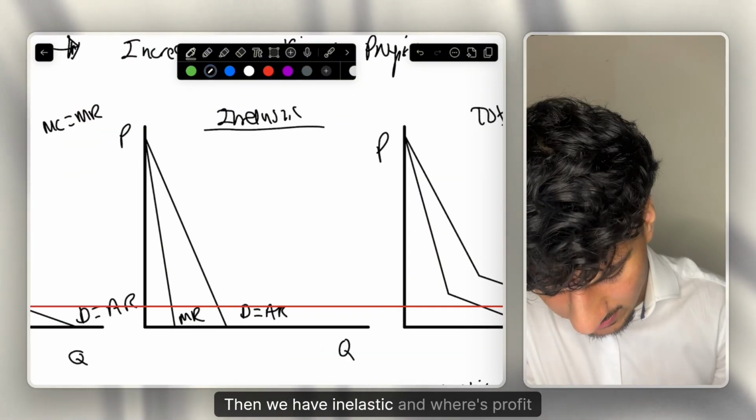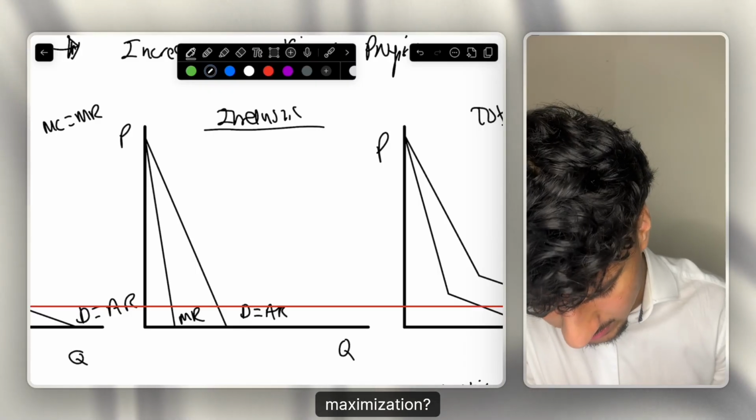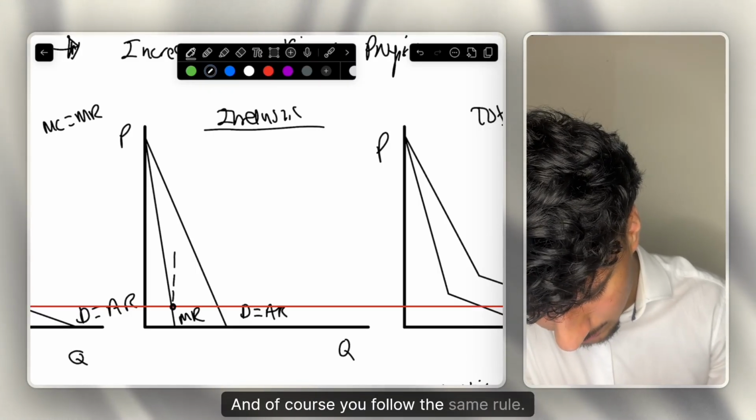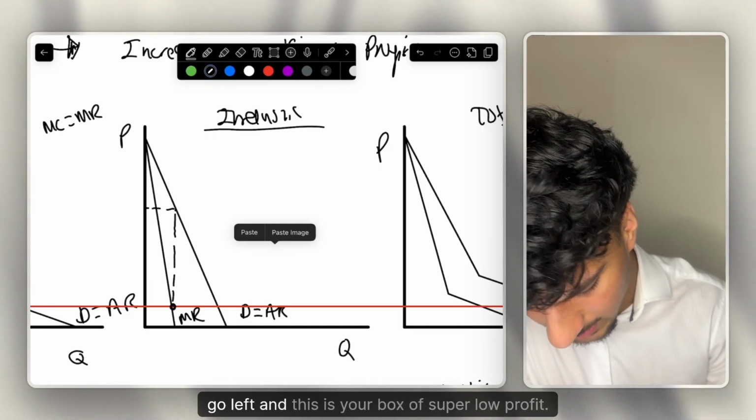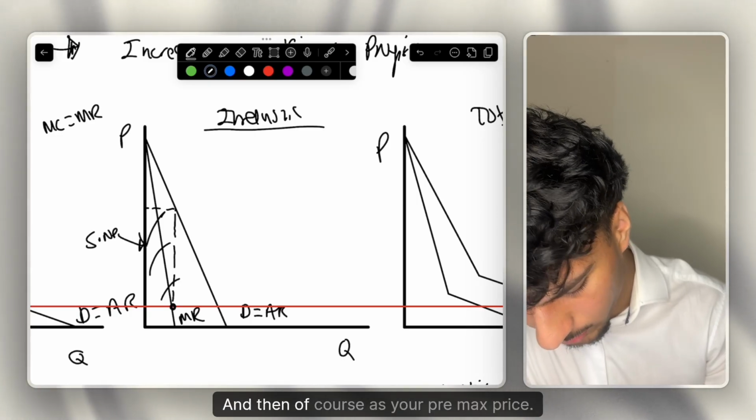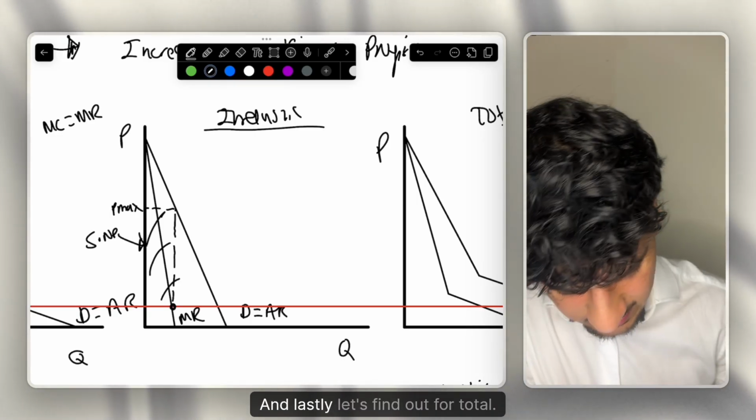Then we have inelastic, and where's profit maximization? It's at that point there, and of course you follow the same rule. You go up, go left, and this is your box of supernormal profit, and then of course that's your P-max price. And lastly, let's find out for total.